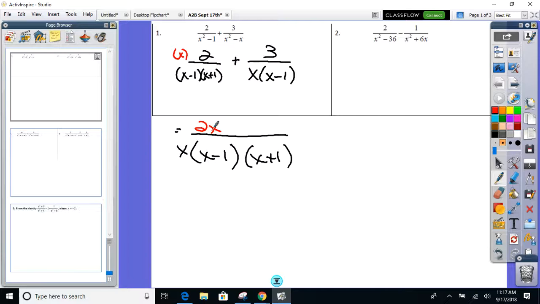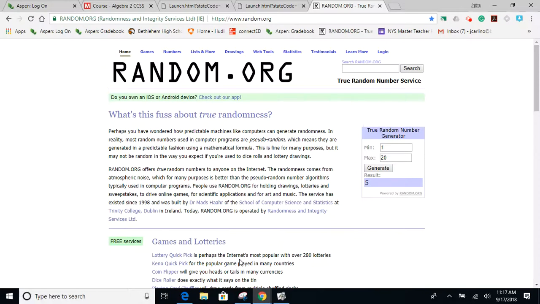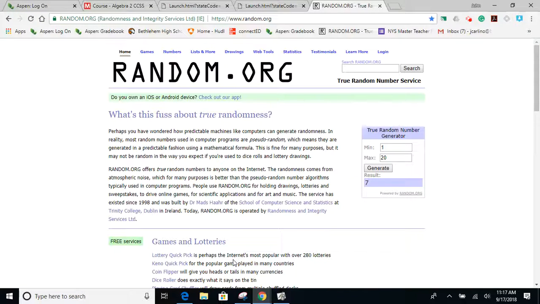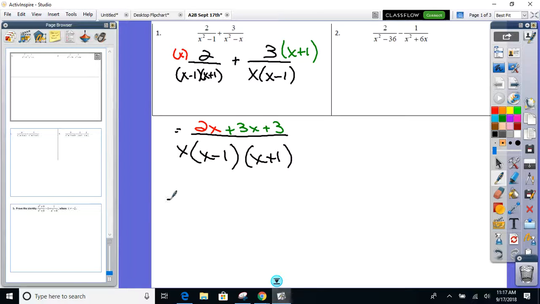Next up, what's missing from this denominator that I have to multiply by? What's missing here to here? What do I have to multiply by? X plus 1. And you're going to distribute that 3: 3x plus 3. Keep going. Simplify the top for me. Simplify the top. 5x plus 3 all over x, x minus 1, x plus 1.